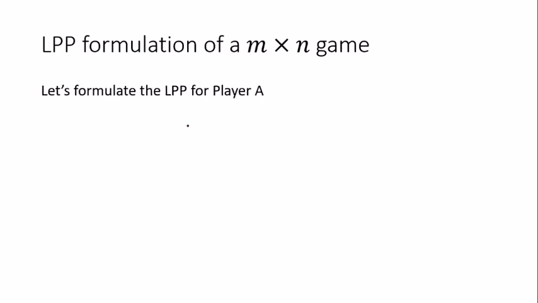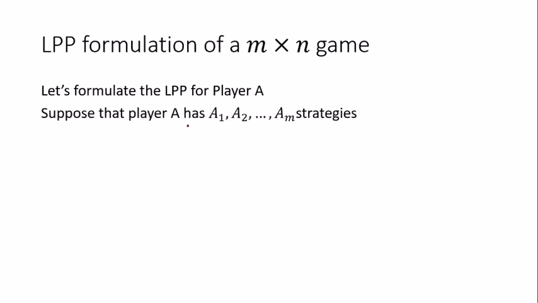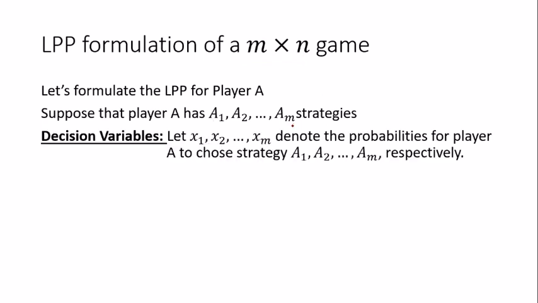So let's first look at the LPP formulation for player A. If you remember, player A has m strategies, because if you're talking of an m cross n game, then obviously m is the number of strategies of player A. Let their notation be A1, A2, up to Am. And we always define probabilities: let x1, x2, up to xm be the probabilities for A to choose the respective strategy, because we are in a case where a pure strategy solution does not exist. So obviously in this case, the solution will be in terms of probabilities. So we define m decision variables x1, x2, up to xm, which denote the probabilities.